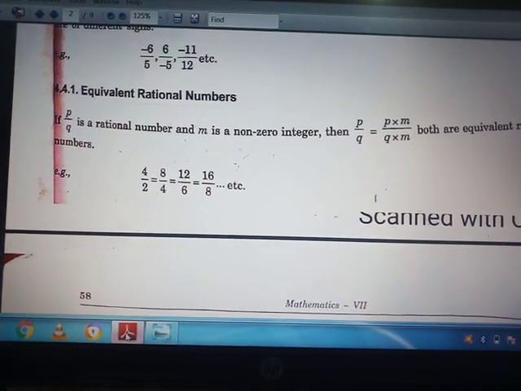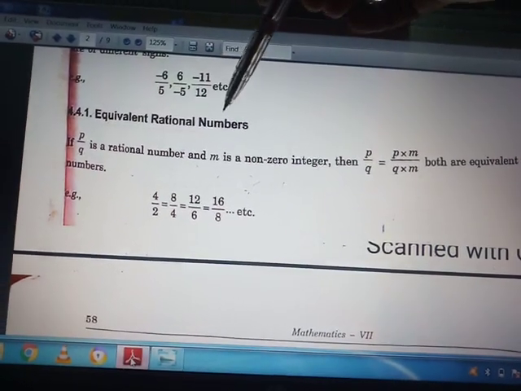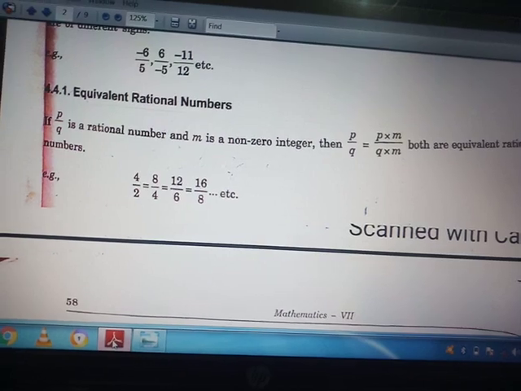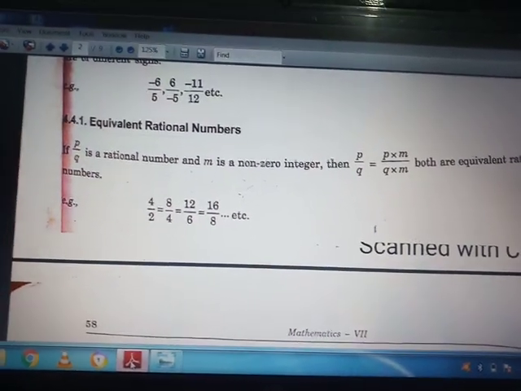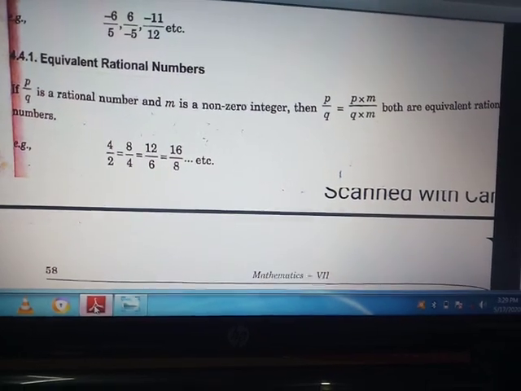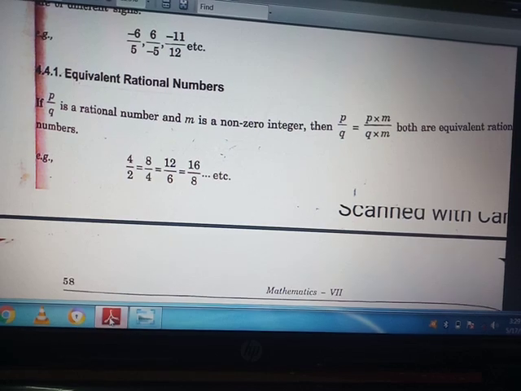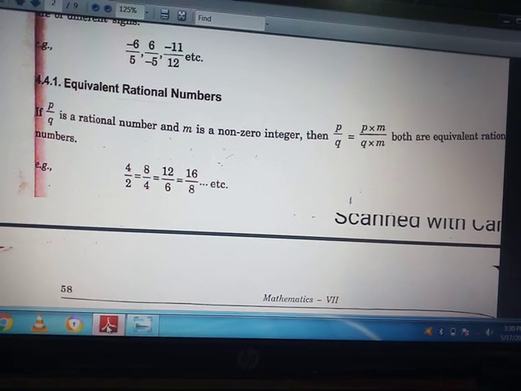Now it is equivalent rational numbers. If it is a rational number, that means that number should be written in the form of p by q. Here it is equivalent. Equivalent means approximately equal. Basically they are equal. So let's see which type of numbers are equivalent rational numbers.